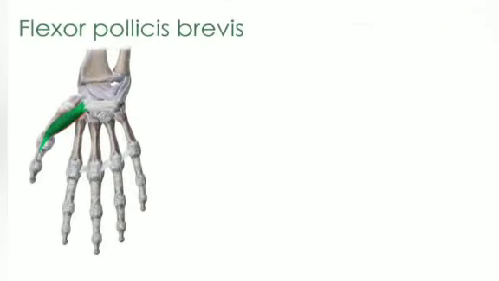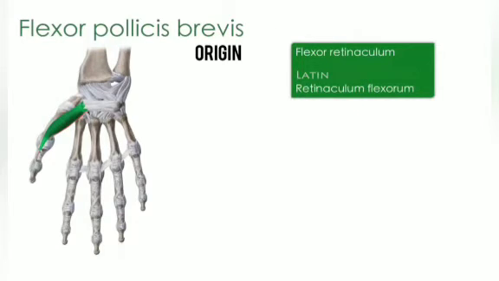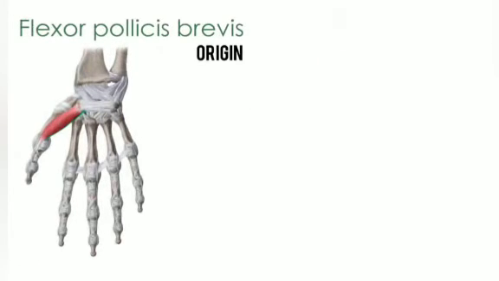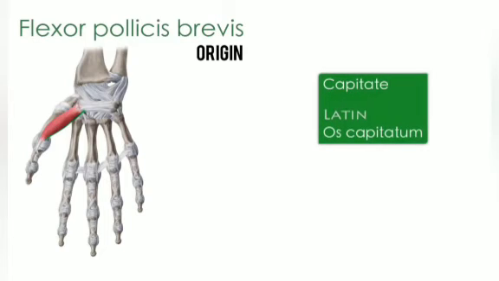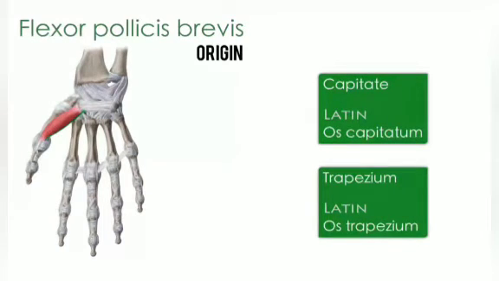Now let's move on and talk about the origin points of the superficial head. There is one origin point, and it is the ligament, the flexor retinaculum. As you can see here, this head has an origin point on the flexor retinaculum. Moving on to the origins of the deep head of the flexor pollicis brevis, you can see that there are 2 origin points coming from the carpal bones: the capitate, and the other origin point is going to be the trapezium.